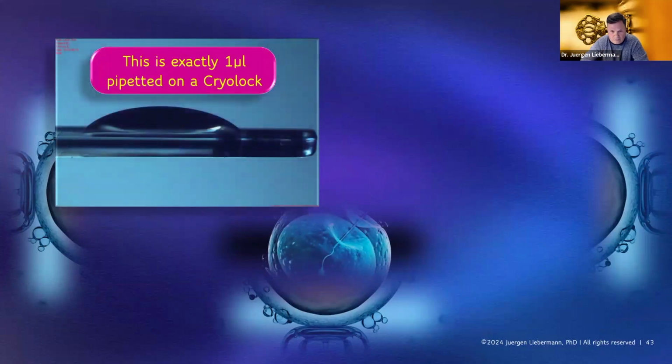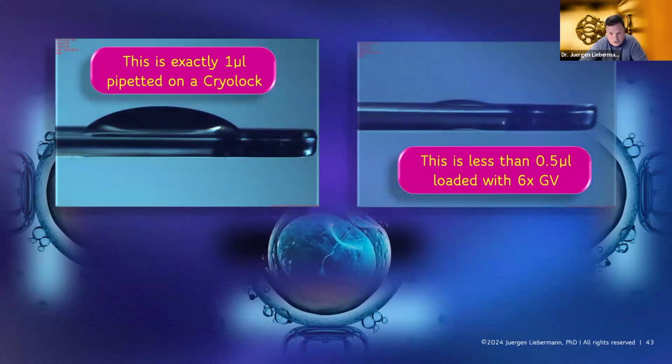When we talk about more than 2 oocytes, so 4 to 6, people, of course, ask what about the drop size? You see on the left side a cryocarrier with exactly 1 microliter pipetted on the cryolog. And on the right, you see a drop loaded with 6 GVs that is less than 0.5 microliter.